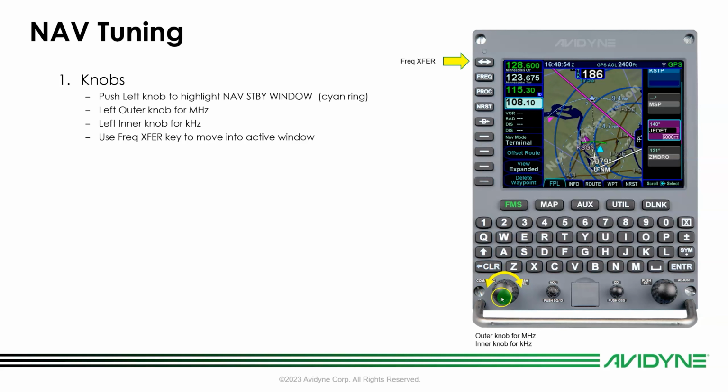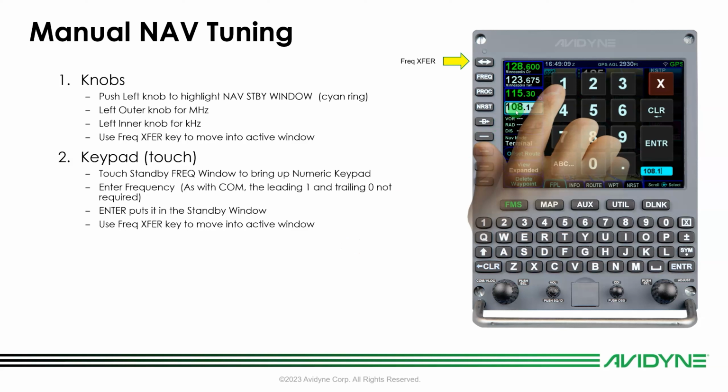Or you can reach up and touch the standby nav window and a keyboard will pop up, and you can either use the touch keyboard or the dedicated numeric keypad and type in the frequencies with the same rules as the comm. You don't need to use the leading 1 or the trailing zeros. It'll automatically fill those in. Then you can, again, flip-flop into the active.